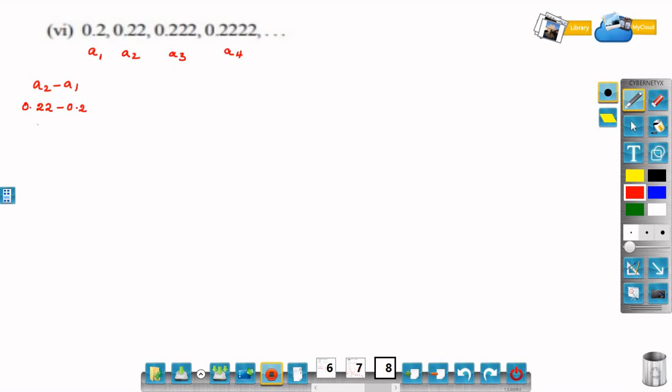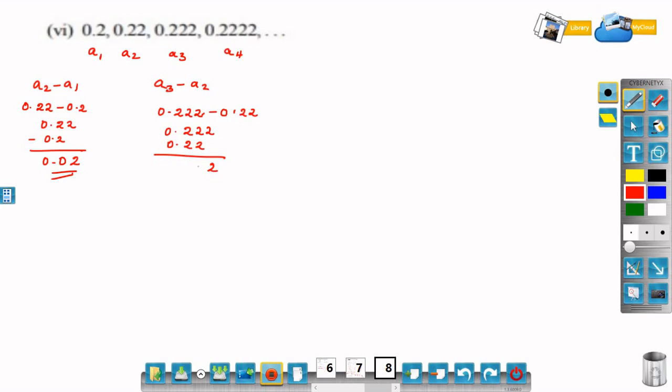is 0.22 minus 0.2, which is 0.02. Then check A3 minus A2. 0.222 minus 0.22 is 0.002. These are not equal. 0.02 and 0.002.